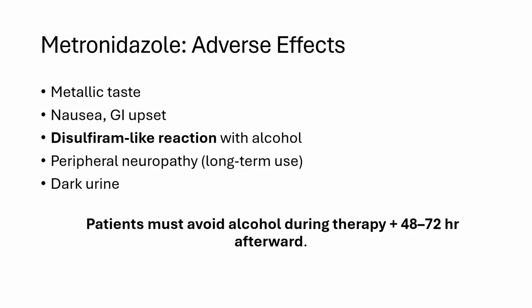You want to tell patients to avoid alcohol during their treatment course and for at least 48 to 72 hours after treatment is completed. Peripheral neuropathy is rare but can occur if metronidazole is used repeatedly or for a prolonged period of time. And dark urine, this is harmless, but it can freak your patient out. So you do want to let them know. They will see some pigment changes in the urine. Generally well tolerated, but you do have to do some counseling about the alcohol, GI effects, and urine color to keep patients compliant with the medication.